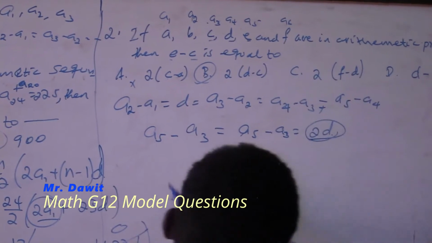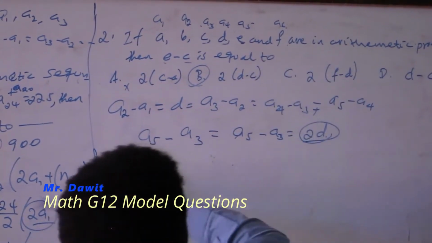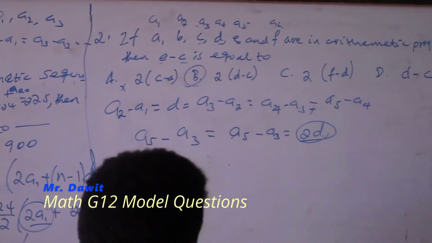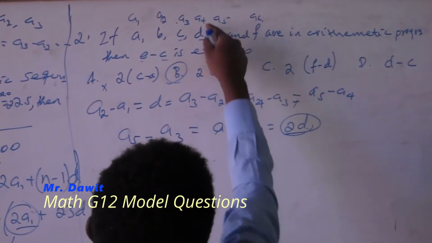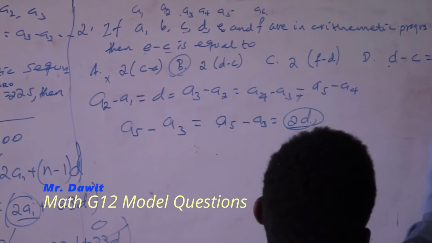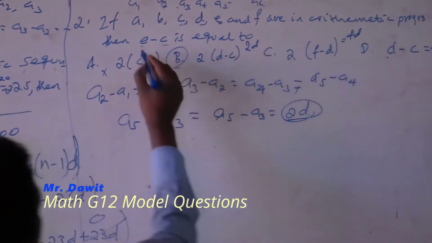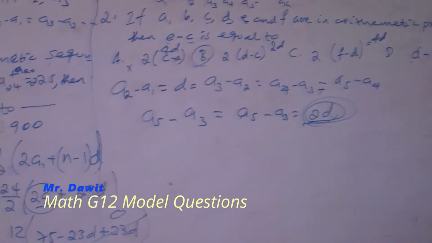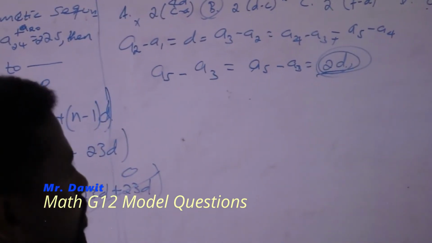Let me finish this one. F minus D, again, the difference between the sixth term and the fourth term is 2D, but it says twice again, which becomes what? 4D. So C cannot be the answer. Again, when you come to D, the fourth term minus the third term is D, and it says twice again, which is finally 4D. This one is 2D, and this one is again 4D. So which is equivalent to 2D? B, that is 2 times D minus C.